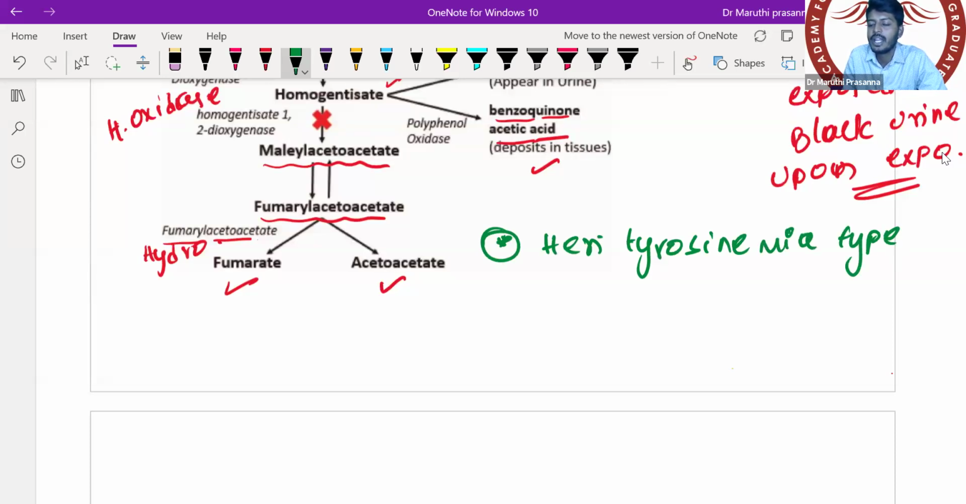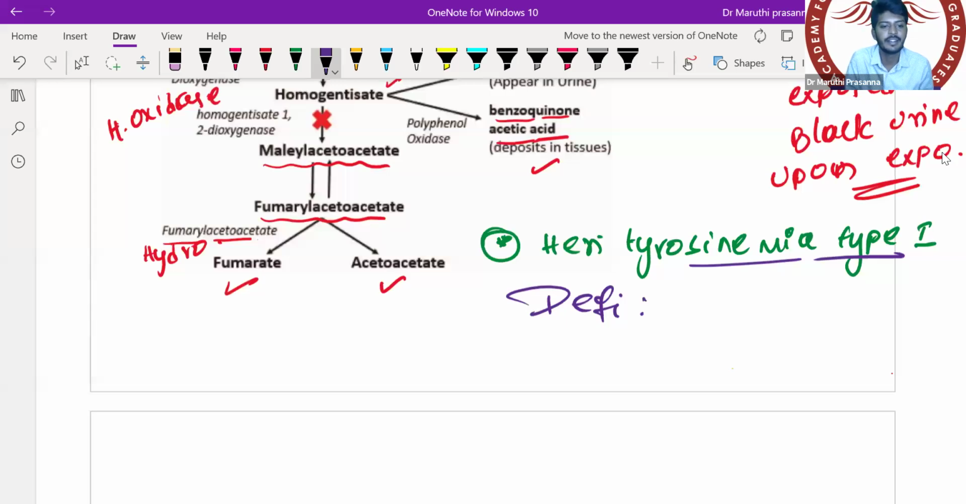This is not told in any batches. In any batches, we haven't discussed this. So please write it down. Hereditary tyrosinemia is also called tyrosinemia type 1. It occurs due to deficiency of which enzyme? That is FAH.